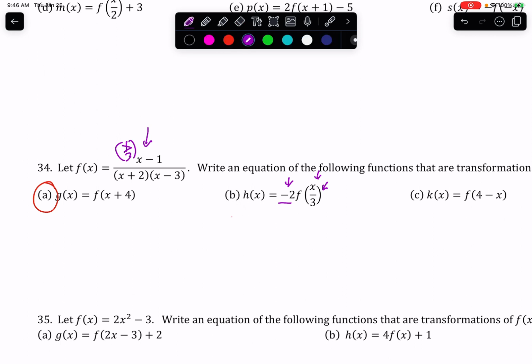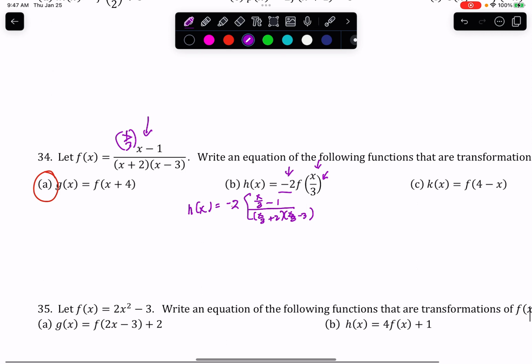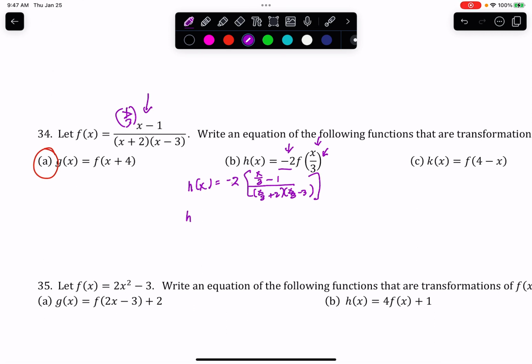So let's just start out with h of x is -2, and then I'm going to put a big bracket so that I can do this for the rational function. So this would be x over 3 minus 1 over x over 3 plus 2 times x over 3 minus 3. All right, so that's the first step. Now, I'm going to say h of x is -2. I'm still keeping that.